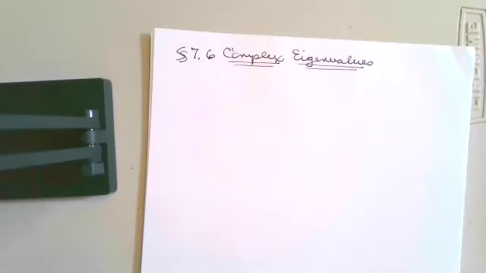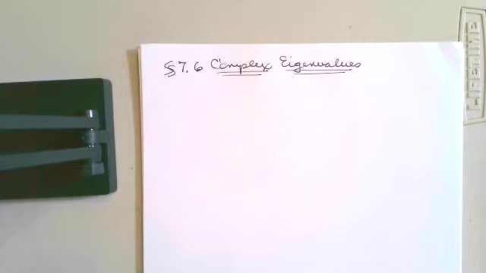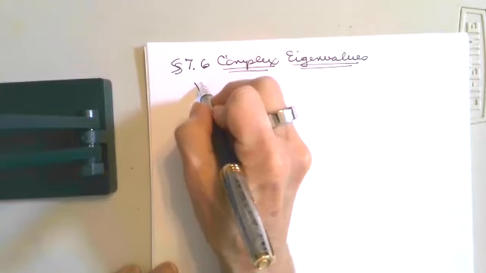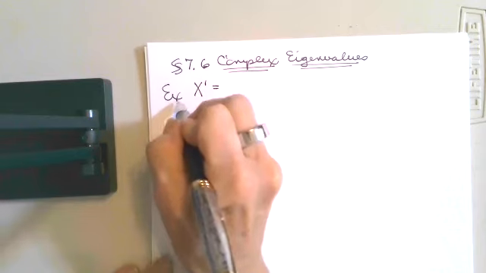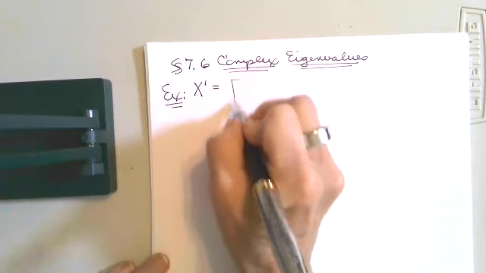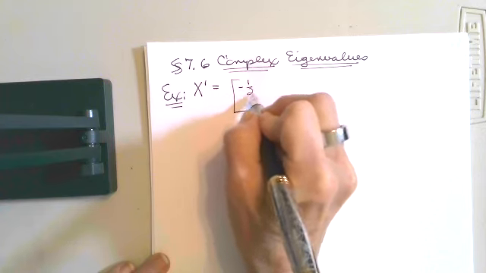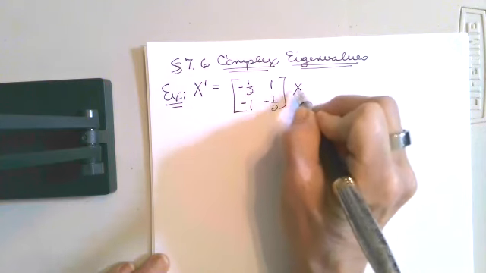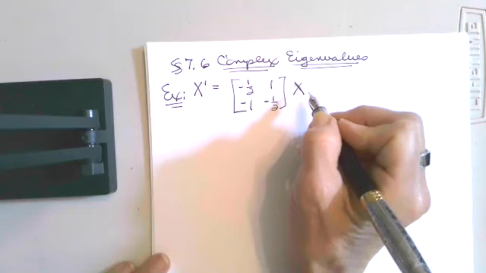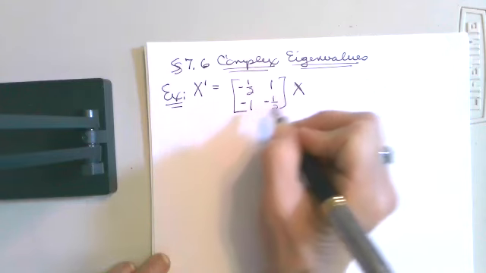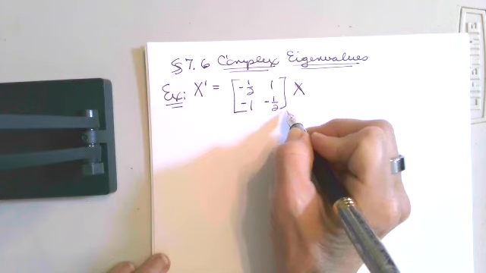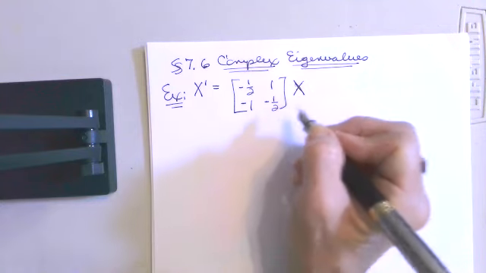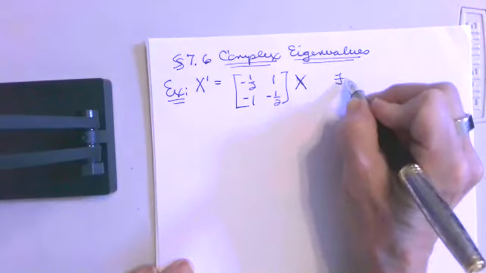Okay, good morning. Today we're going to discuss complex eigenvalues for systems of equations. So let's start with an example. If x prime is equal to the matrix minus 1/2, minus 1, 1, minus 1/2 times x, then this is a matrix with all real entries, but as we're going to see in a minute, we get complex eigenvalues. Okay, so we just want to find the general solution.